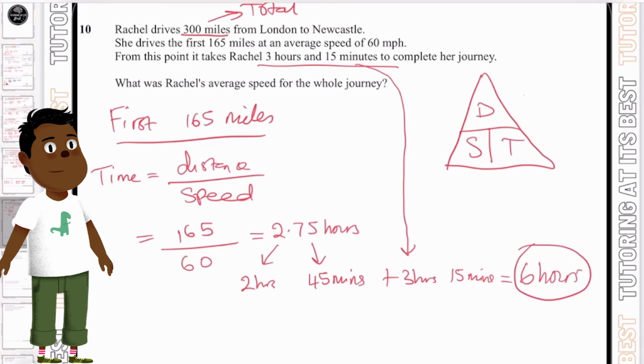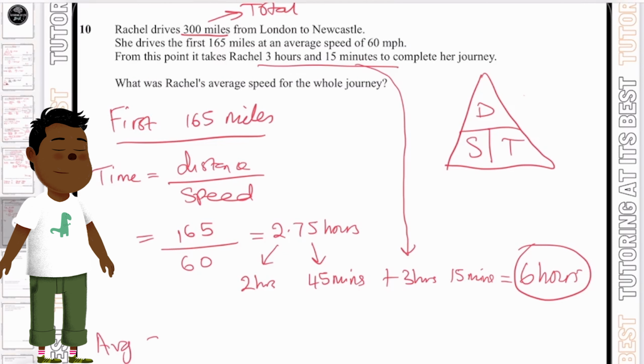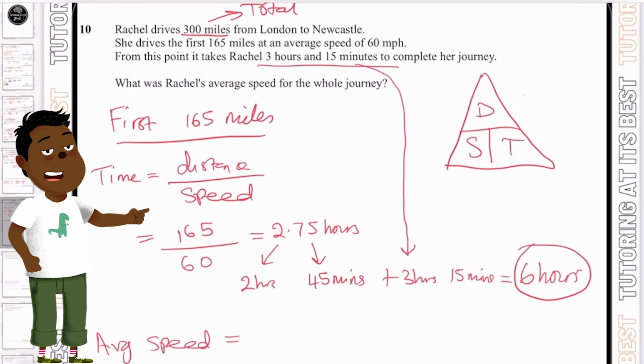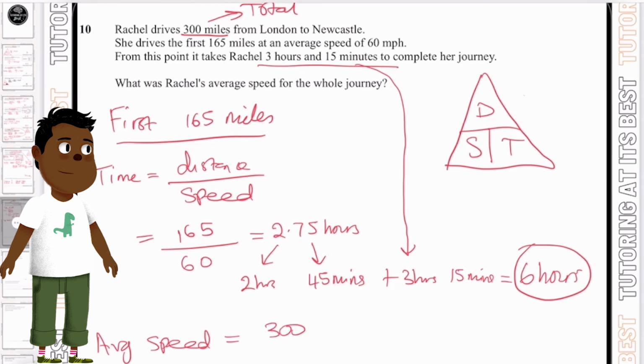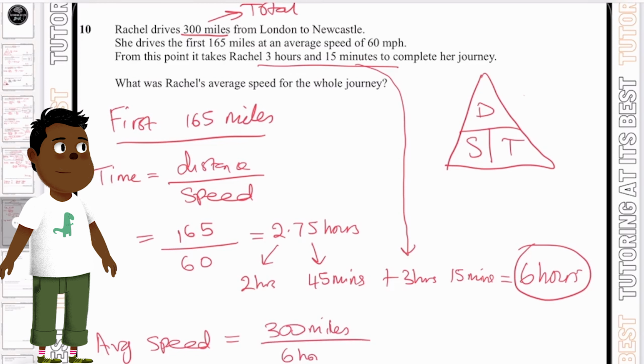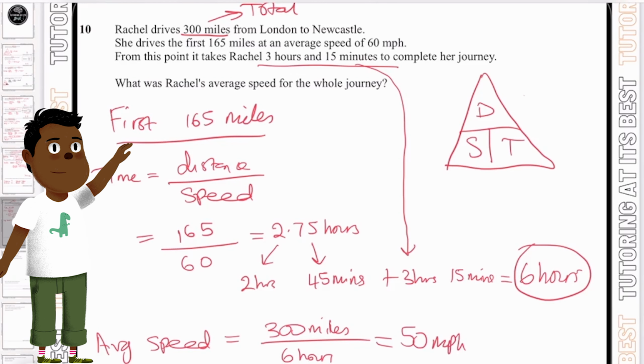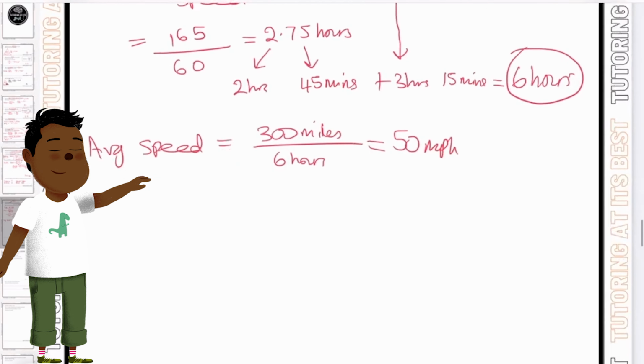So now we have our total time for the total journey. And now we need to calculate the average speed for the whole journey. So we're going to take our total distance, which they mentioned was 300 miles, and we're going to divide this by 6 hours, which then gives us 50 miles per hour. And that there is her average speed.